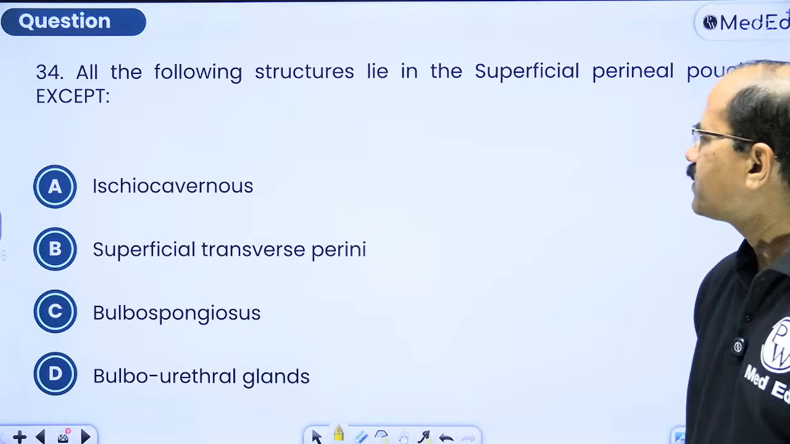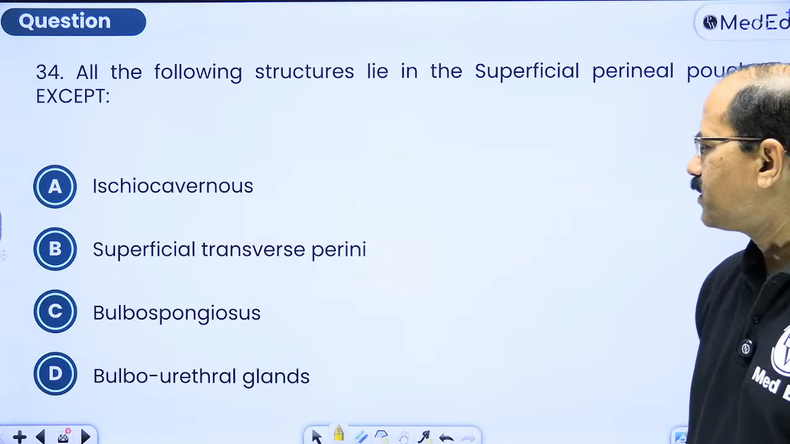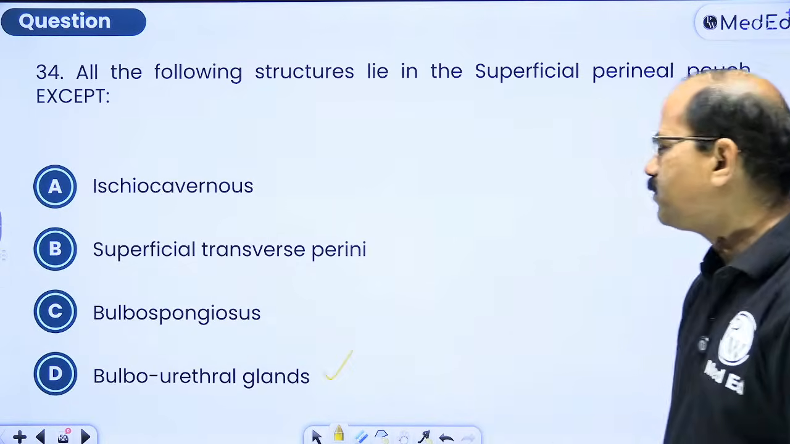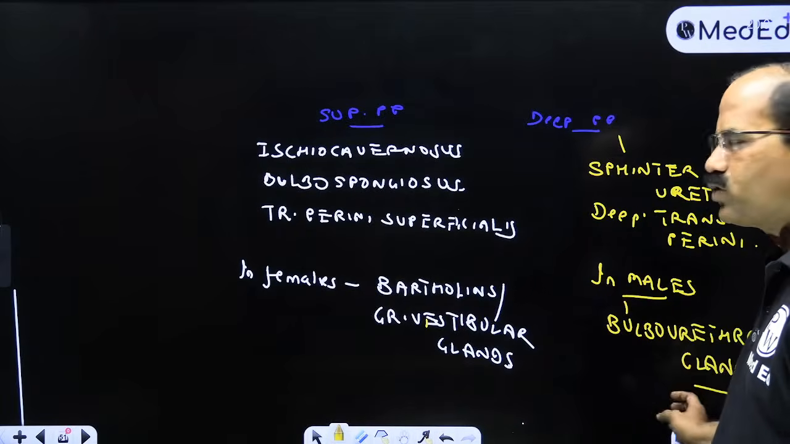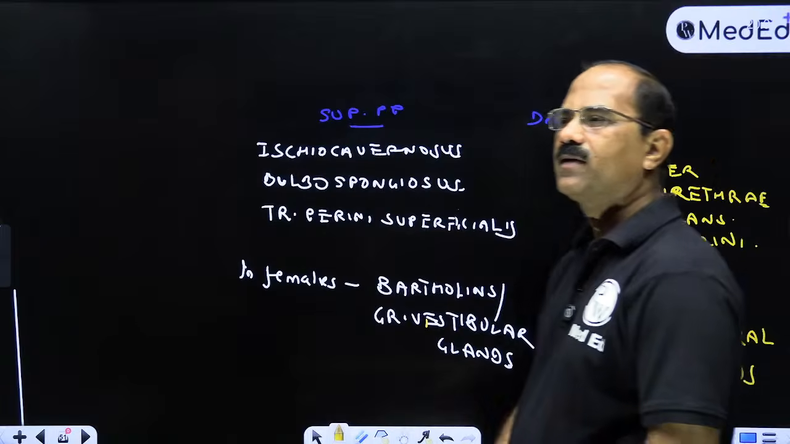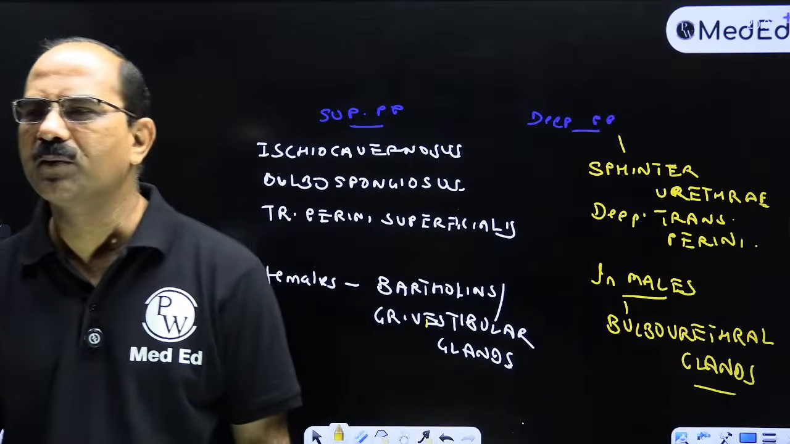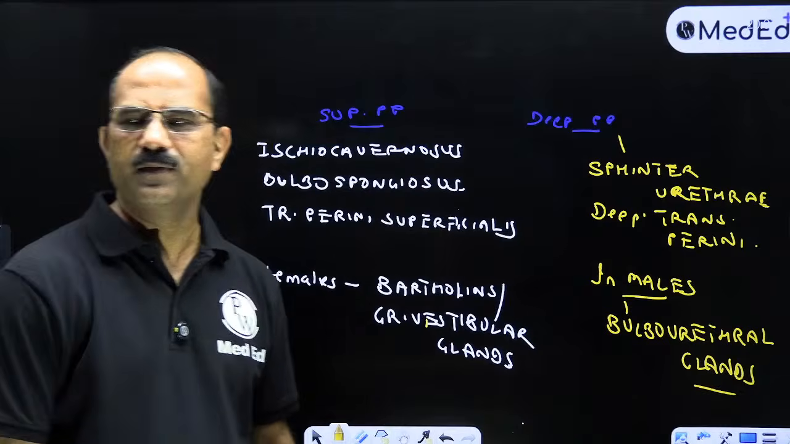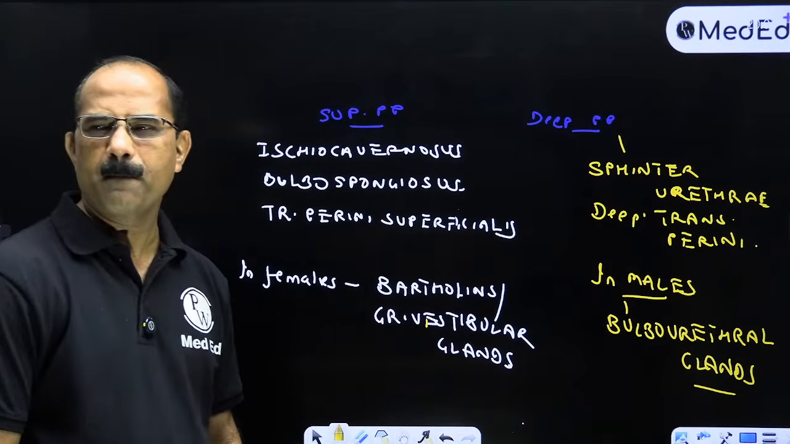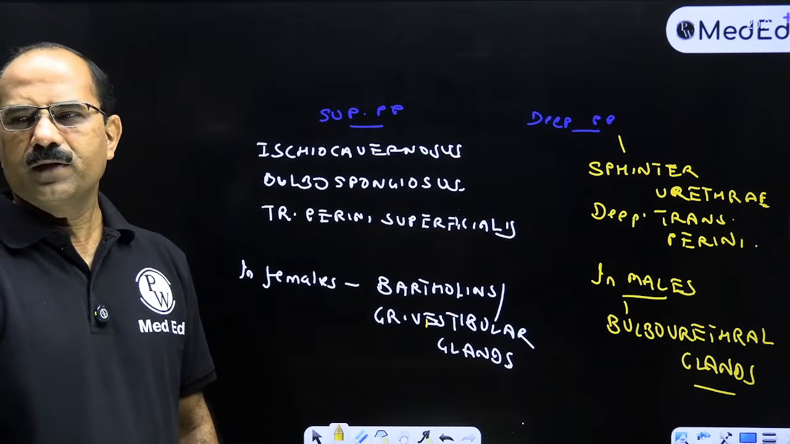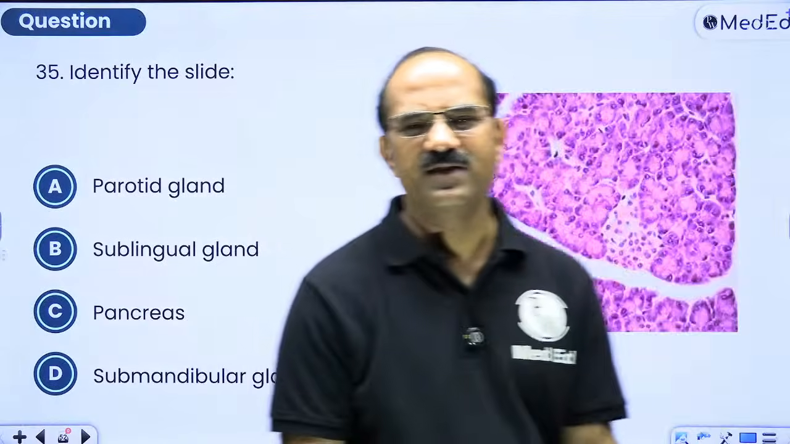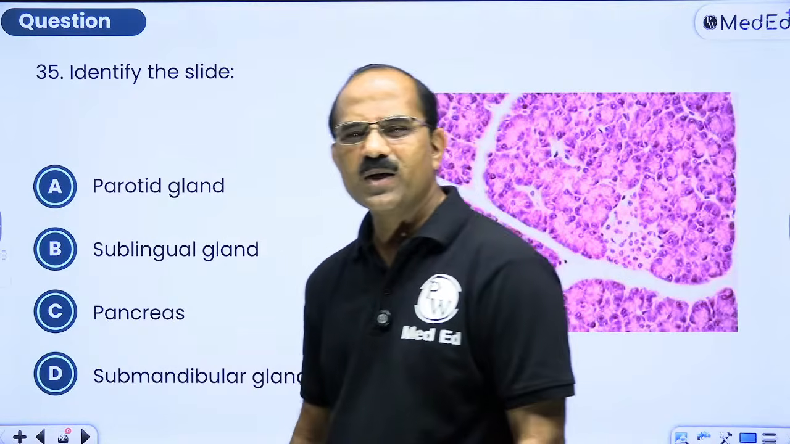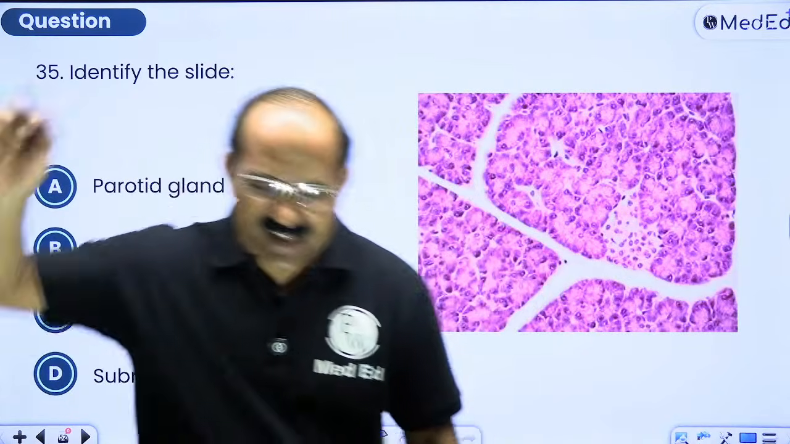So what is the answer for this? All the following structures lie in the superficial perineal pouch except bulbourethral glands. Bulbourethral glands lie in the deep perineal pouch in males. ठीक है? This is important. बस ये याद रखना है. Nothing else. ठीक है? चलो बच्चों, come on, can you identify this histology slide?